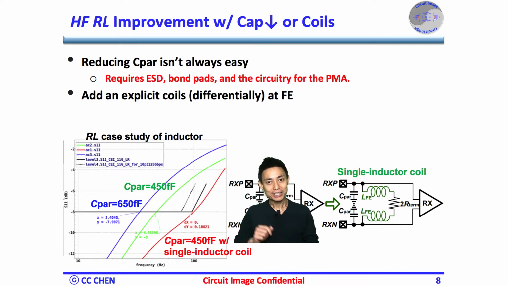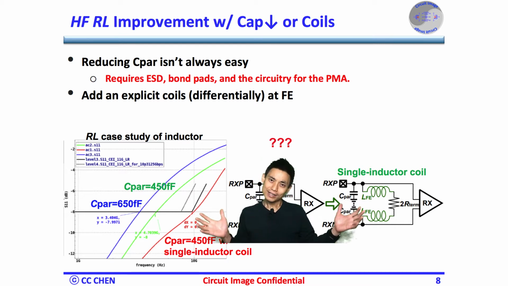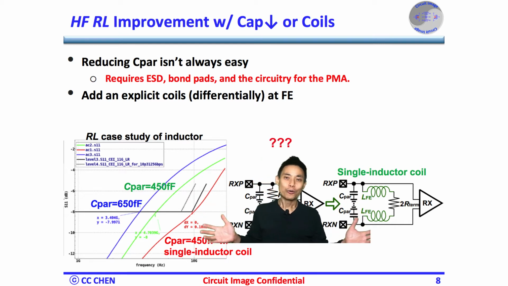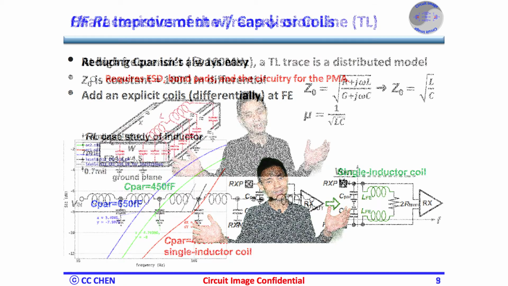Fortunately, by adding the coil for the 450 femtofarad capacitive load, the return loss can meet the specification of minus 8 dB at 10 GHz and minus 6 dB up to 12 GHz. Is this single inductor coil good enough? If not, what else could we do?